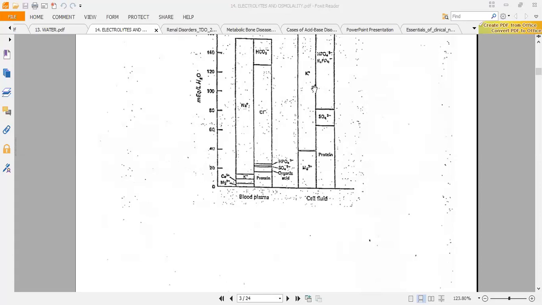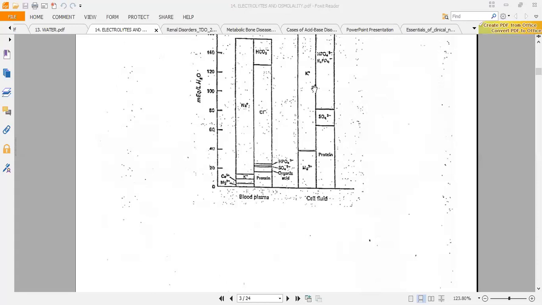The third principle that you should know is that when you come to the anions, we have anions like bicarbonates and chloride. So bicarbonates and chlorides are the most abundant.